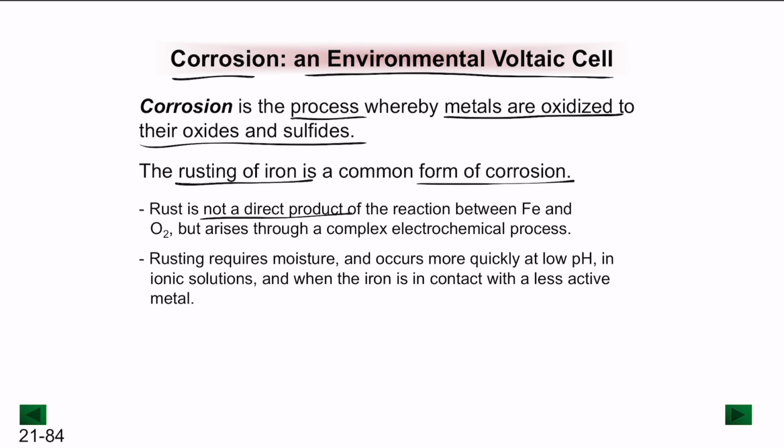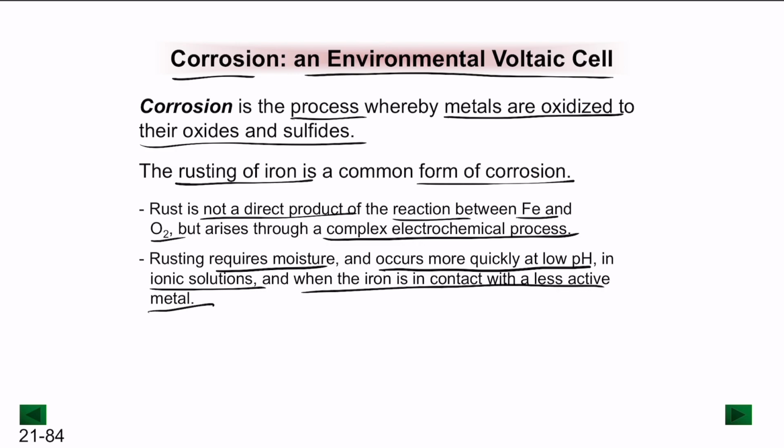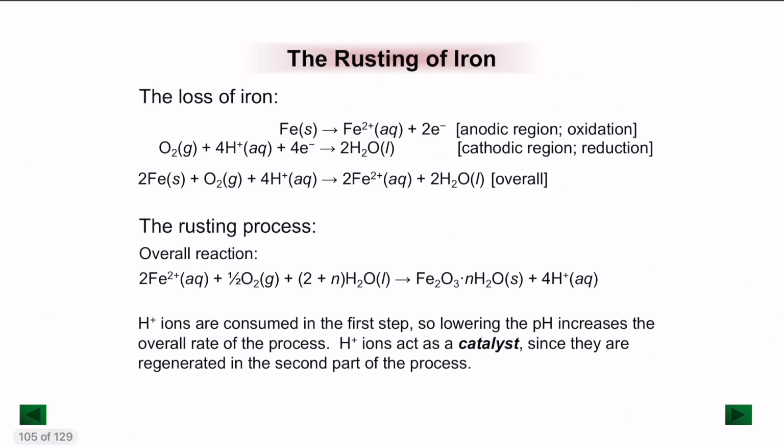Rust is not a direct product of the reaction between iron and oxygen, but arises through a complex electrochemical process. Rusting generally requires moisture and occurs more quickly at low pH in ionic solutions and when the iron is in contact with a less active metal. So the loss of iron is the main principle of rusting of iron.